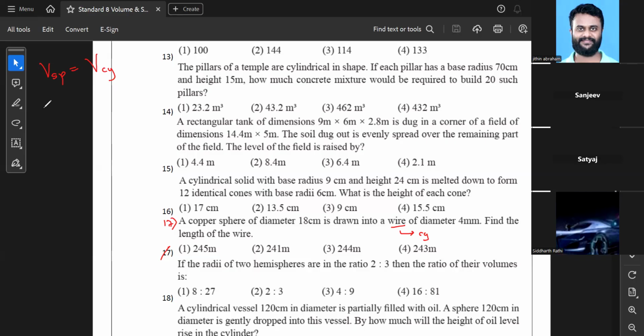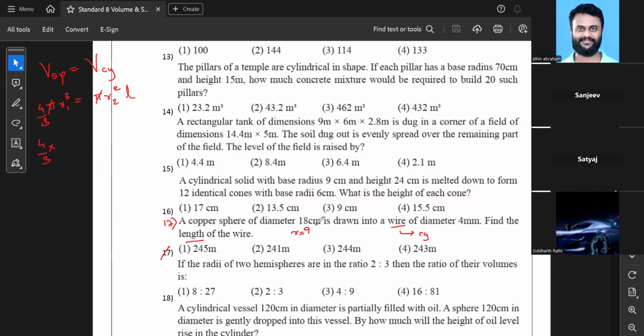Okay, let's see. Now volume of sphere is equal to volume of cylinder in this case. Volume of sphere's formula is 4 upon 3 pi r cube. And the other one has pi r square h. Instead of h, I'll use the term L because here they have mentioned it as length. I'll cancel pi in the beginning itself. So 4 upon 3 multiplied by that radius will become 243 multiplied by 4. This left side, understood.